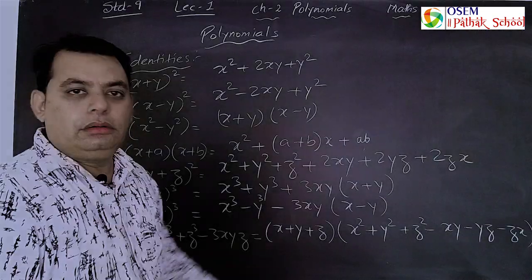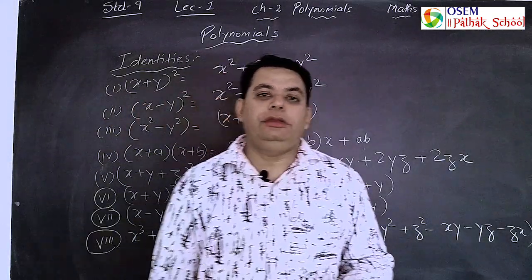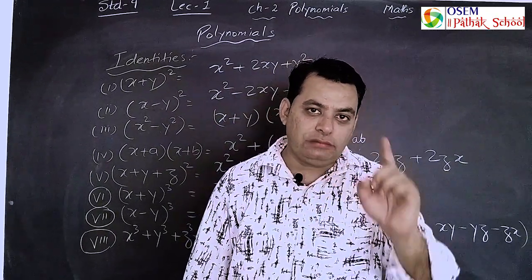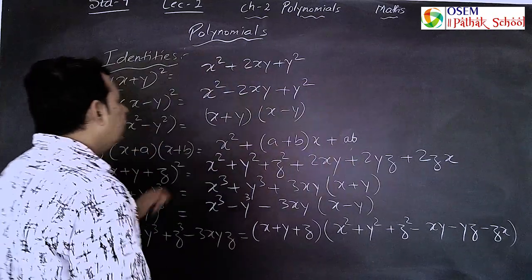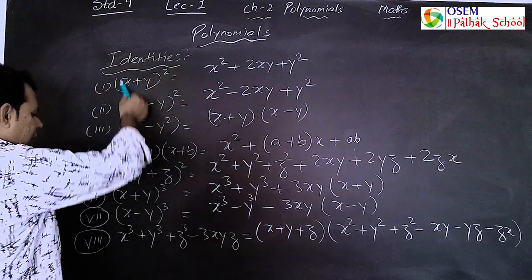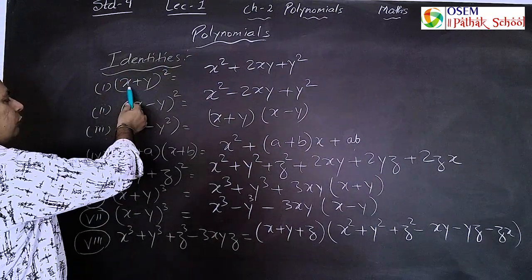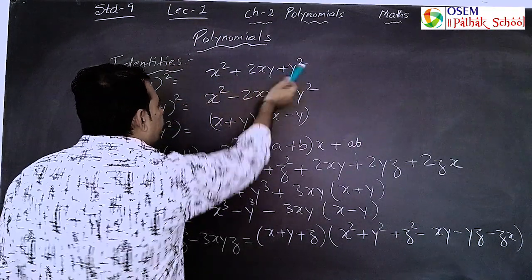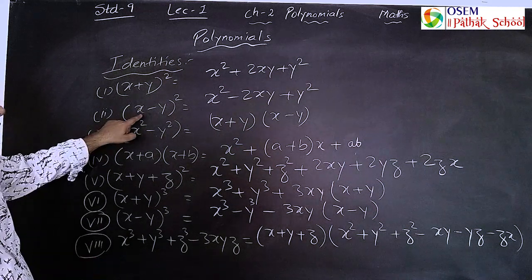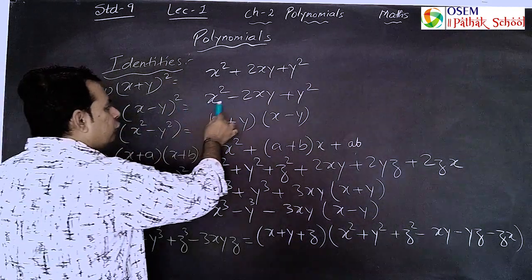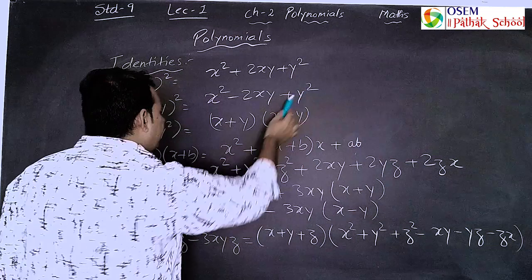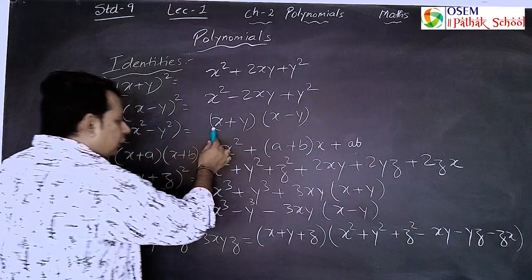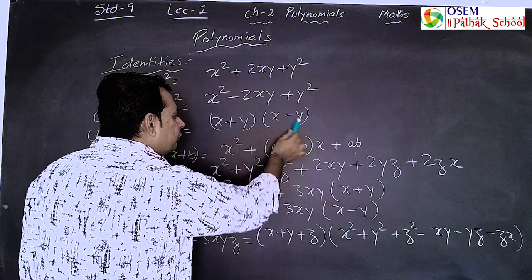Okay. Now students, I am going to explain the 8 important identities that I have discussed earlier also. Now you can see over here, there are 8 identities. First one is x plus y whole square, it will be x square plus 2xy plus y square. The second identity is x minus y whole square, that is x square minus 2xy plus y square. The third identity is x square minus y square equals x plus y times x minus y.